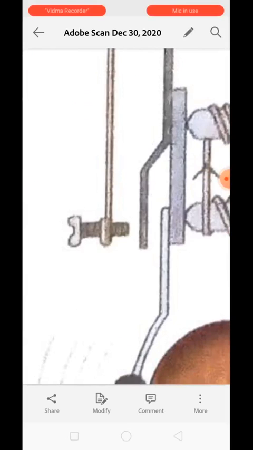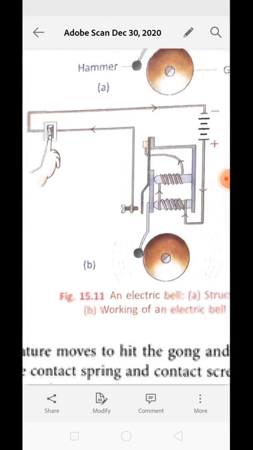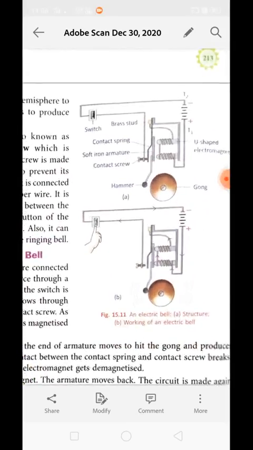Okay, it is the switch. Now just see over here, it is running normally, but the contact screw connection with the armature is broken over here. It means it is an open circuit. It means while working, the electric bell constantly changes from closed circuit to open and from open to closed. Okay, just have a look how it works.